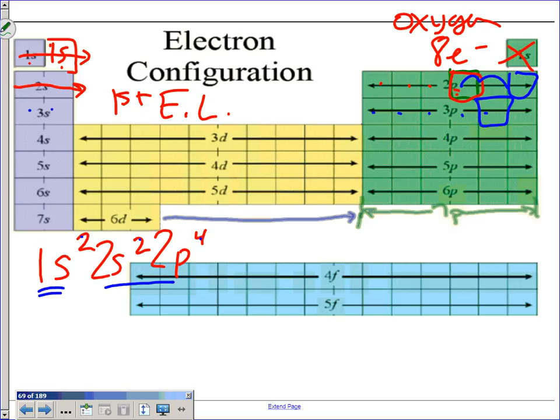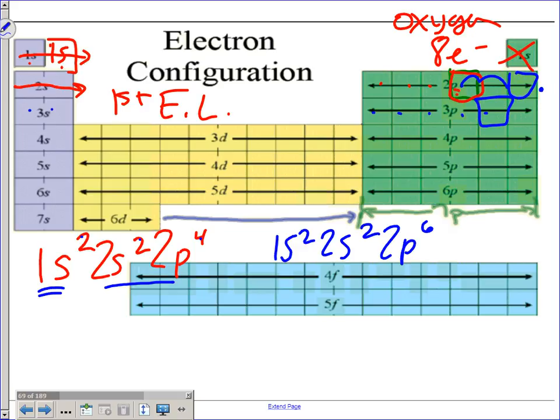I have to look at my picture. Mine's a little colored on. 6. So that's 1S. Oops. That's 1S2, 2S2, 2P what? 6. Okay, that gets me here.